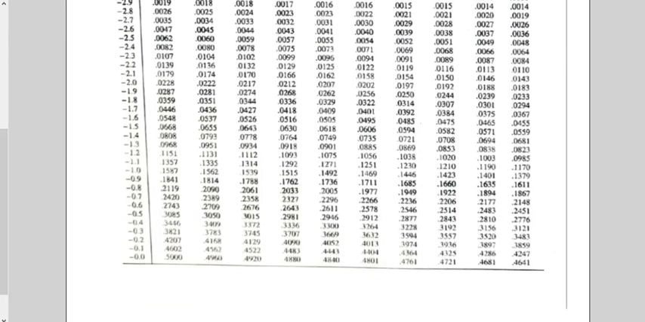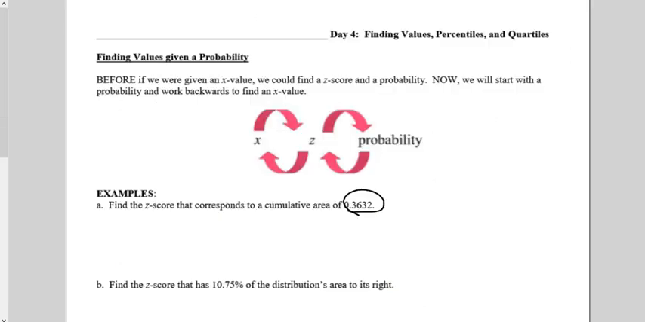It's just kind of a Where's Waldo? So you're looking for 0.3632, and boom, there it is. That's going to be negative 0.3, then 0, 1, 2, 3, 4, 5. So negative 0.35. All right?